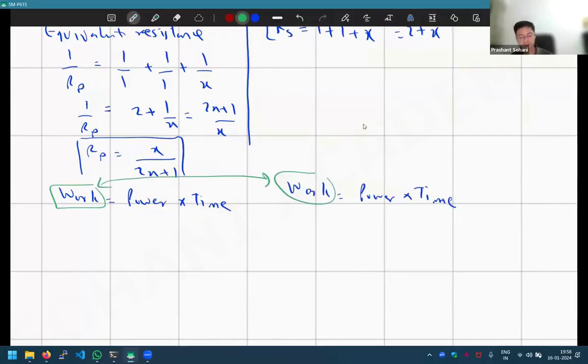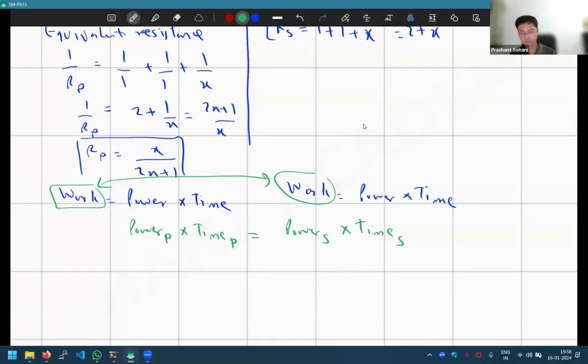So I can just directly compare and say that the power in the left hand side case into the time taken in the left hand side case equals the power in the right hand side case into the time taken on the right hand side. I'm just using the subscript P for parallel and S for series, right? So I can directly equate these two. I don't have to worry about what the work done is.